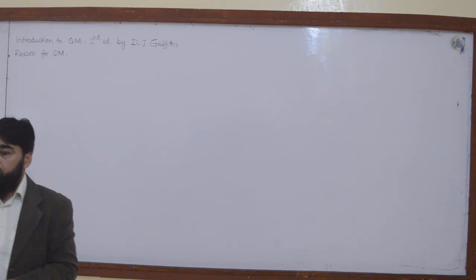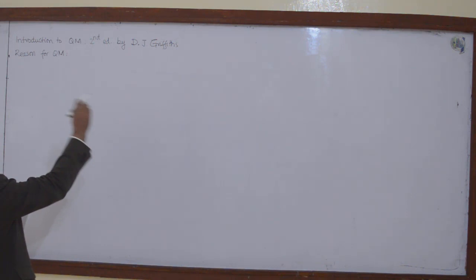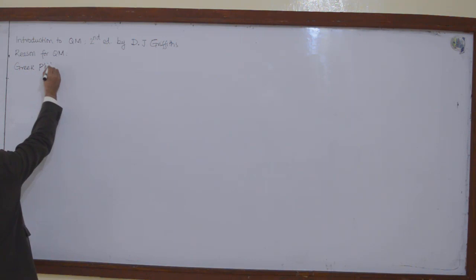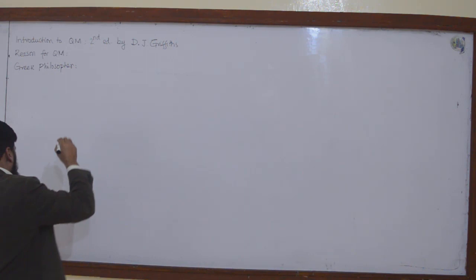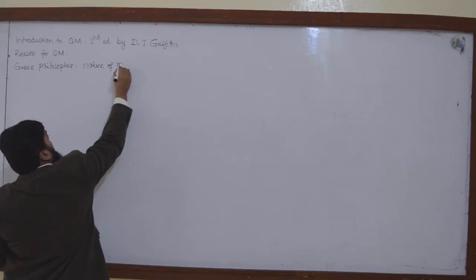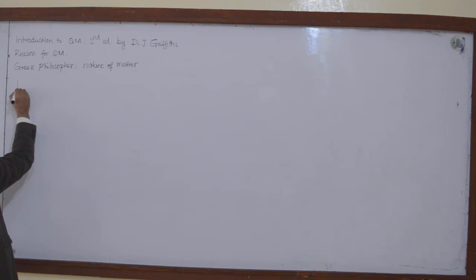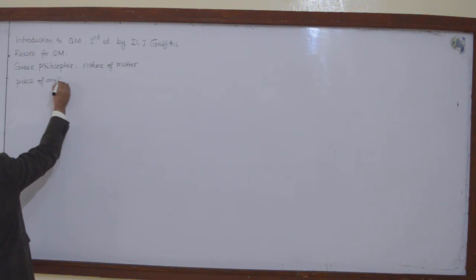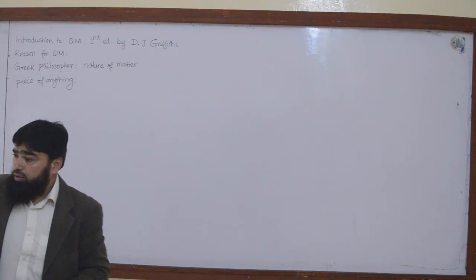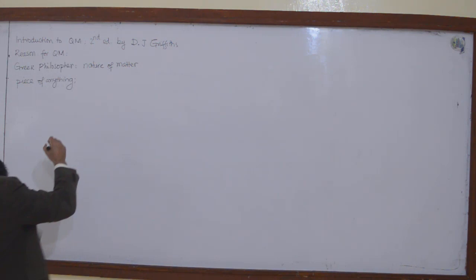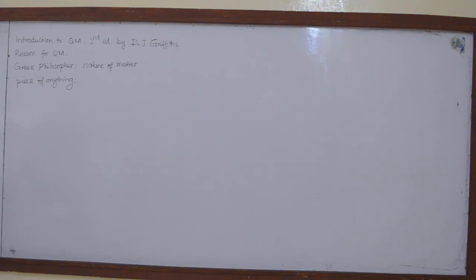Let me start from the Greek philosophers. You know, they were concerned about the nature of matter. Then what is matter, what is it made of? So if I consider a piece of anything, for example wood or metal or plastic, polymer, whatever piece I consider, then I know that it is made of something. So what is that something?